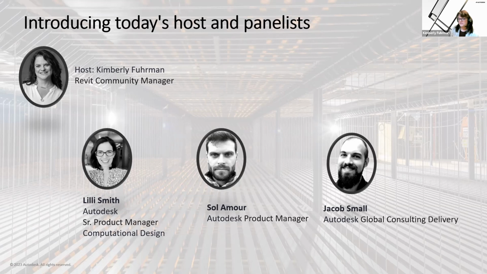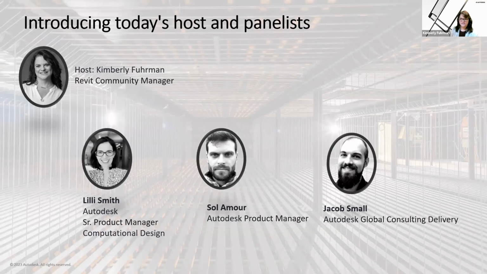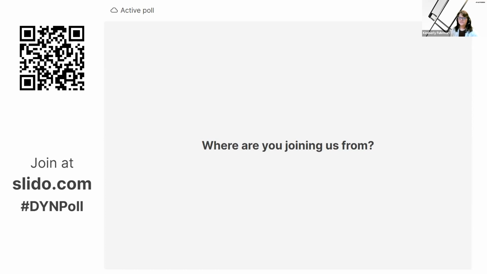Okay, we're going to start off. We're going to give this a try, Lilli, see if this works. We're going to do a Slido poll, so you can join. Where are you joining us from? Go to slido.com. There's the QR code. You can use that, or you can go to slido.com and join us at hashtag DynPoll.